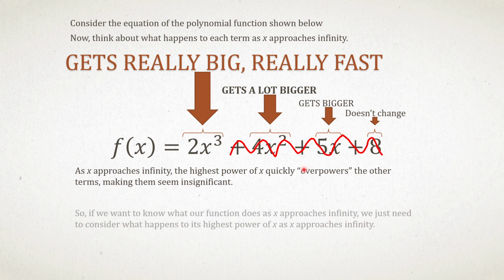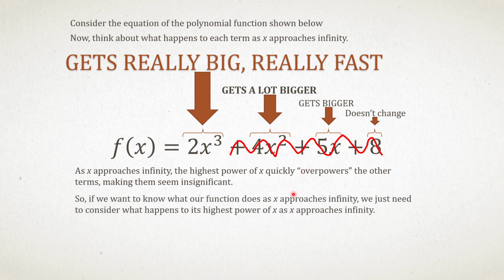So if we want to figure out what our function here does as x approaches infinity, all we really need to think about is what happens to the highest power of x as x approaches infinity. And what's that highest power of x here? It's this 2x cubed term. So let's think about what happens to that term as x gets bigger and bigger and bigger.